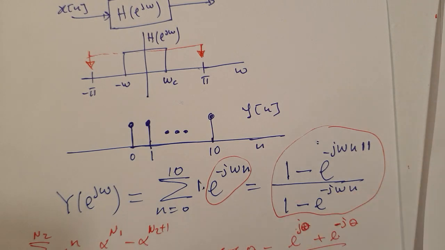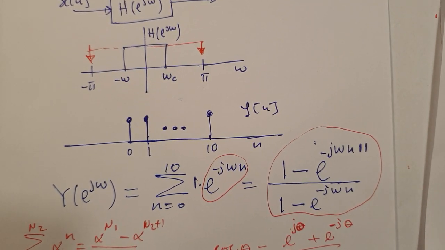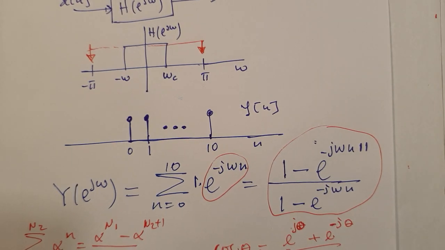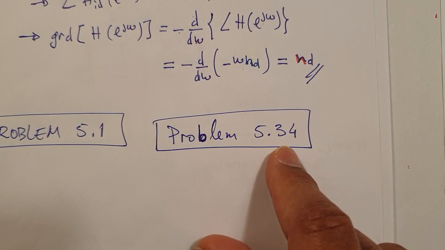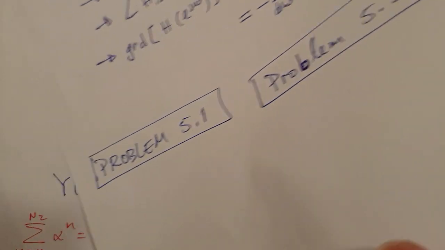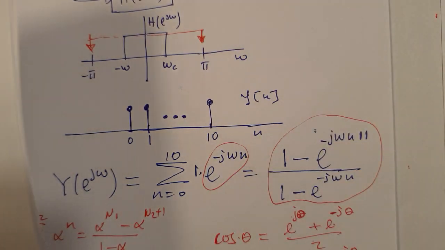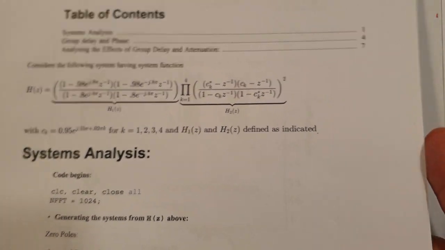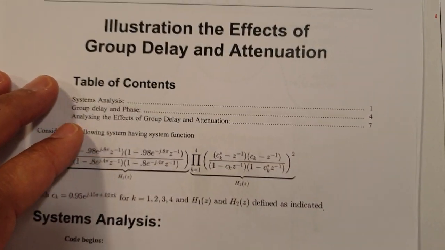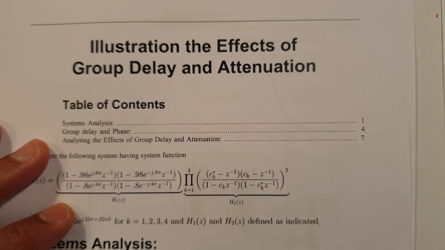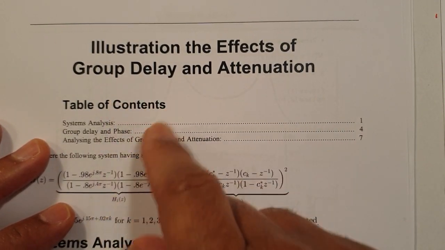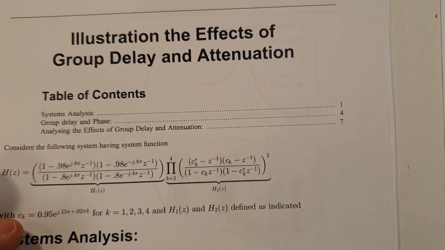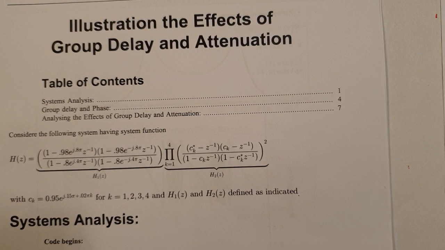So now there's something else that I would like to discuss with you here, which is actually connected to a problem. Make sure, here you have explained two problems, 5.1 and also problem 5.34. Okay, when you watch this video, you will be able to solve that one immediately. So this has to do with the effects of group delay and attenuation. Group delay, remember, is the amount of samples that a signal is being delayed by the system.